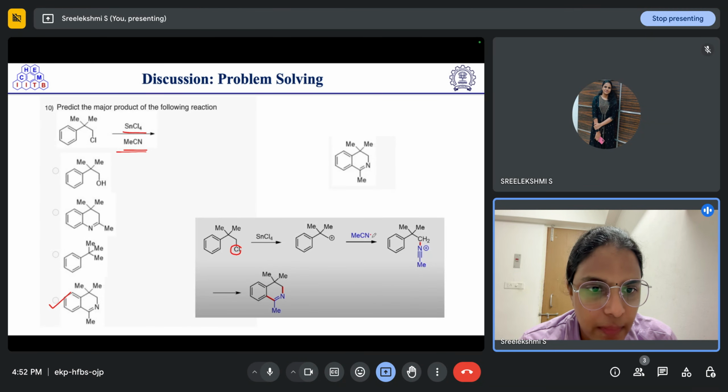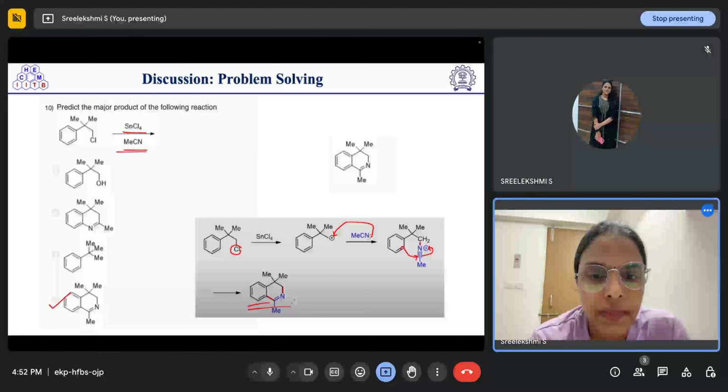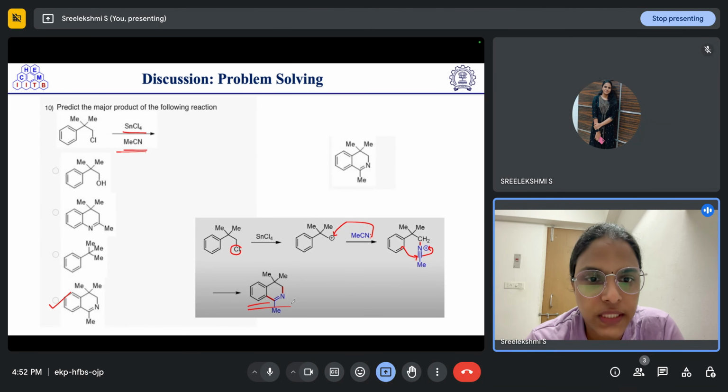To that, this nitrogen lone pair is attacking over this carbocation to form this intermediate. Then again, one of the bonds can attack over this center, thereby stabilizing this positive charge on nitrogen, and then, regaining aromaticity, we will get this particular compound. So that's what is happening here. Correct answer is option D.